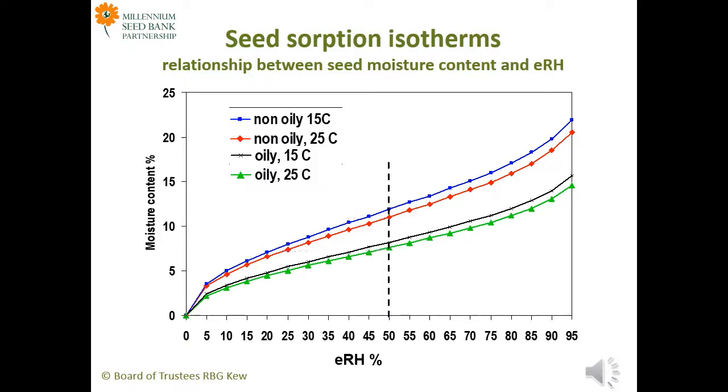When we look at the effects of temperature, we see that for a given ERH, here at 50%, the higher the temperature, the lower the moisture content. This is because water is more able to vaporize and diffuse out of the seeds at higher temperatures. Conversely, the lower the temperature, the higher the moisture content.